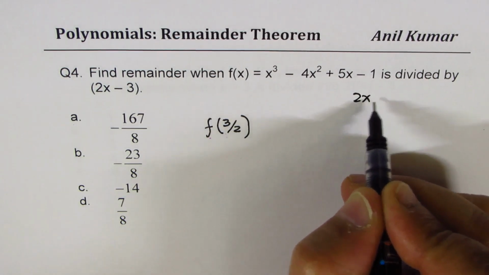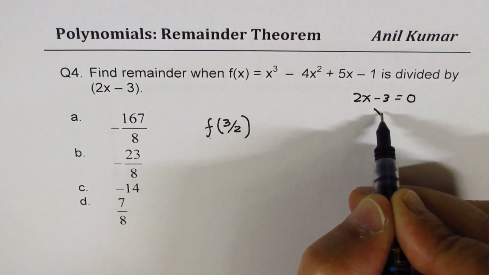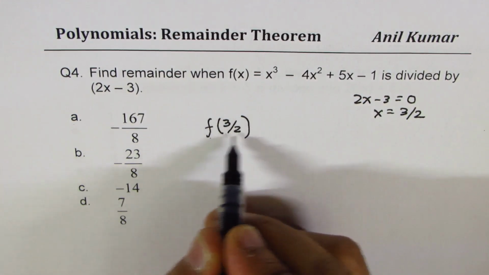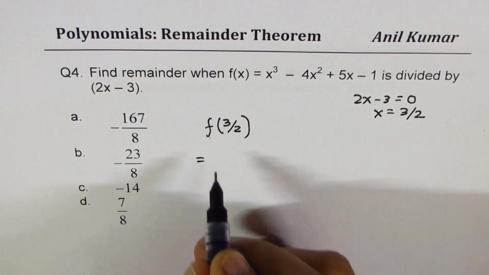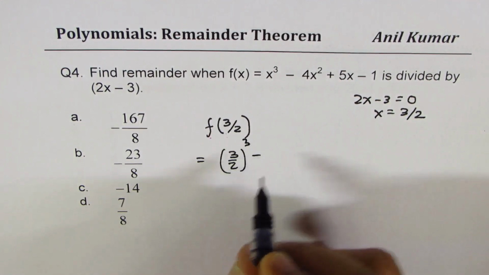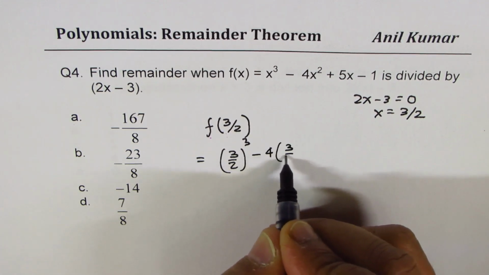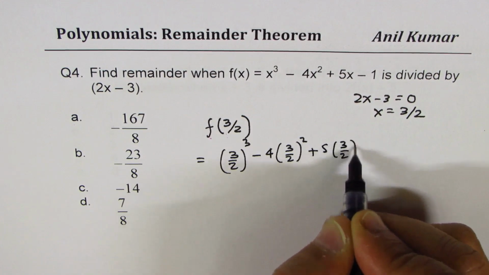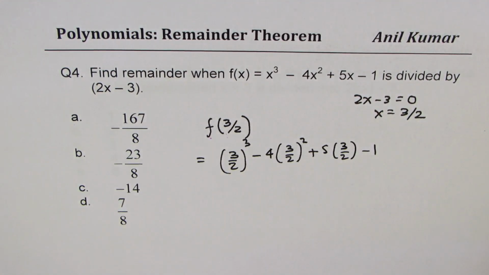So you should write 2x minus 3 equals 0. x is equal to 3 by 2. So we are trying to calculate this particular value. Perfect. So that is, we have to write 3 over 2 whole cube minus 4 times 3 over 2 square plus 5 times 3 over 2 minus 1, right?